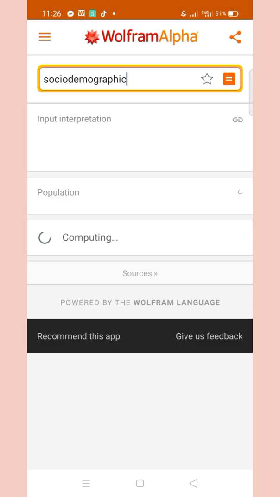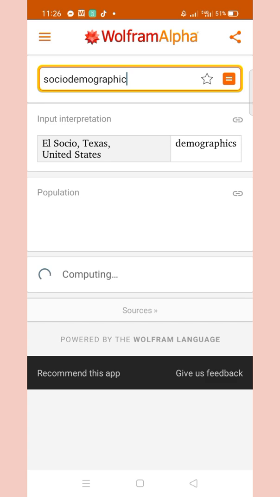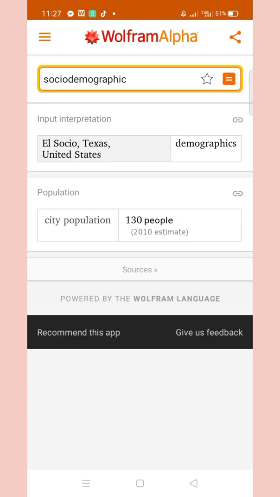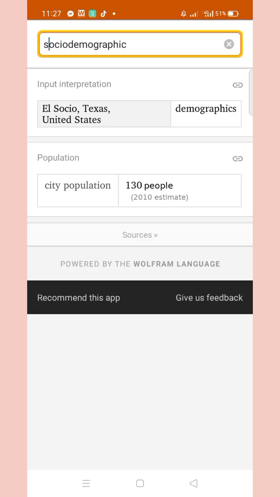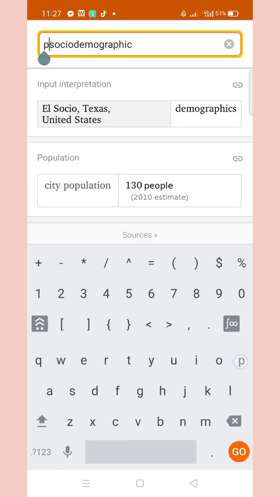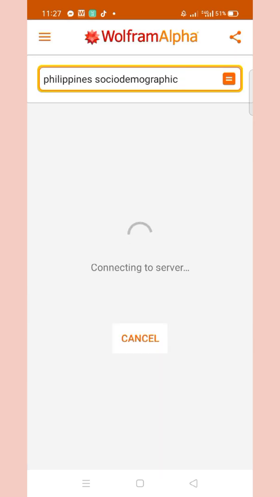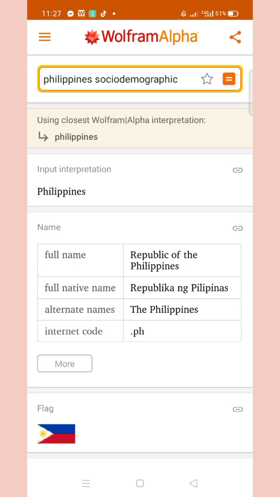So the result is the socio-demographic of the United States. City population, estimated way back 2010, there are 130 people in El Socio, Texas, United States. So if we want to know more about the Philippines, we just need to type Philippines socio-demographic and we will see the results.